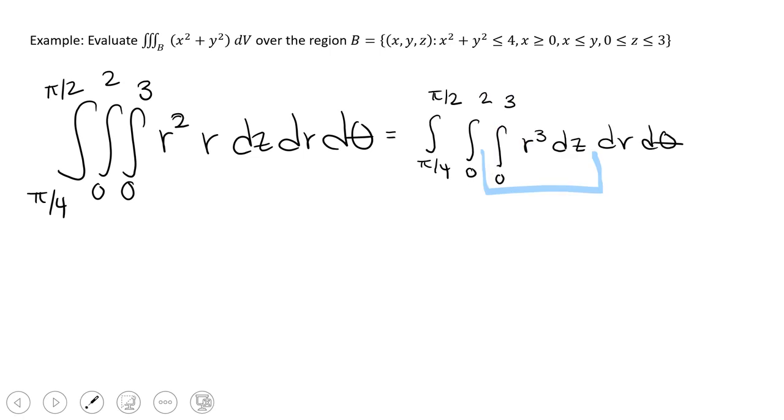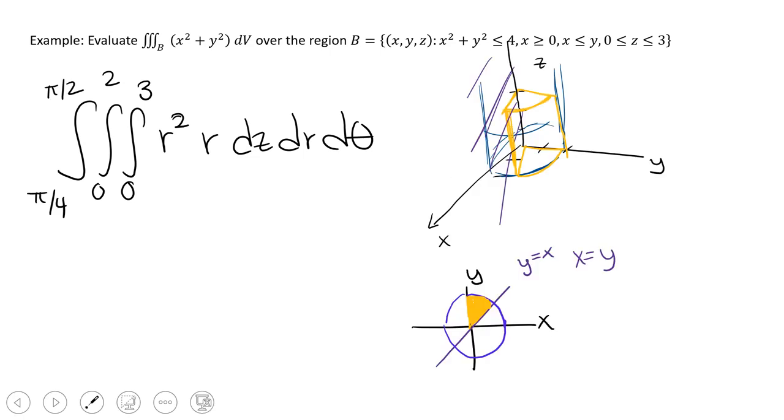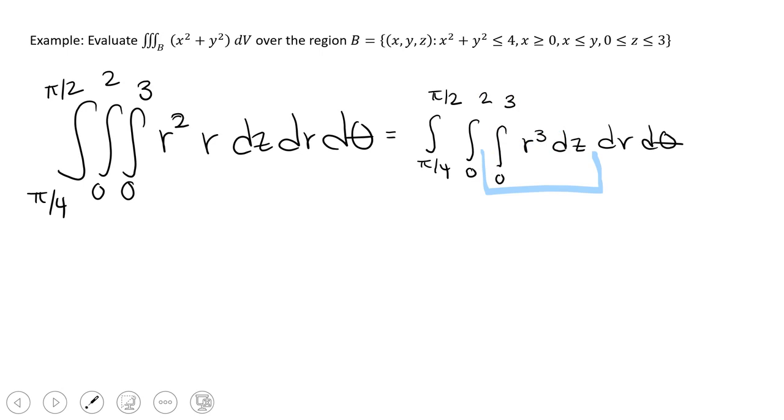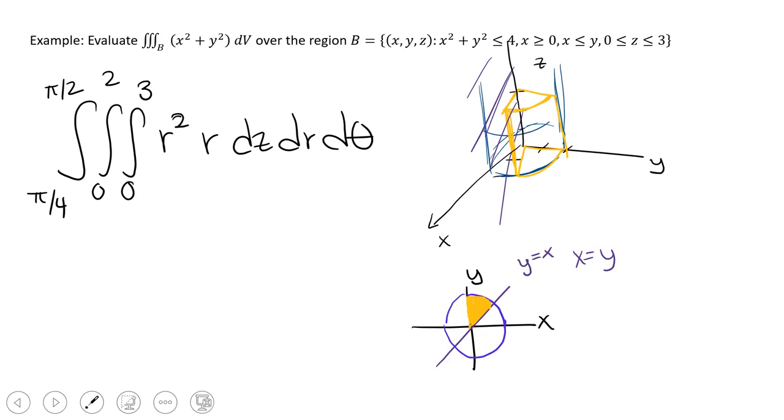So based on my picture, I can see that my r values, I didn't write it out, here it is. My r values go from 0 to 2. So we're inside that circle, 0 to 2. And then the line y equals x slices this object at a 45-degree angle. So our thetas go from that 45-degree angle, which is pi over 4, up to pi over 2. So that describes this shape in yellow.